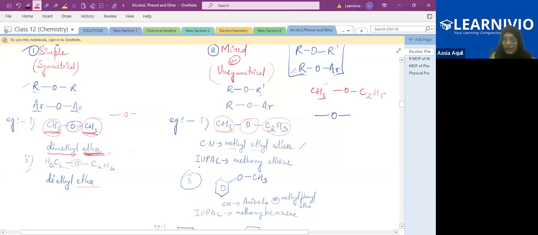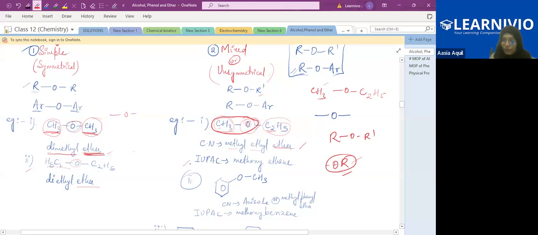But how will you write down the IUPAC name? So this is your ethane, and this is your methoxy group. So RO, R dash. The smallest carbon, you have to combine with this oxygen linkage. Combinedly, this RO group is known as the alkoxy group, alkyl plus oxy group. So what do we call it combinedly? Alkoxy group. Here this is CH3, C2H5, and the oxygen linkage is in between.